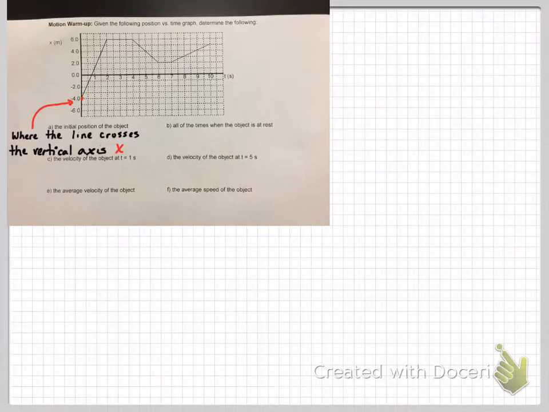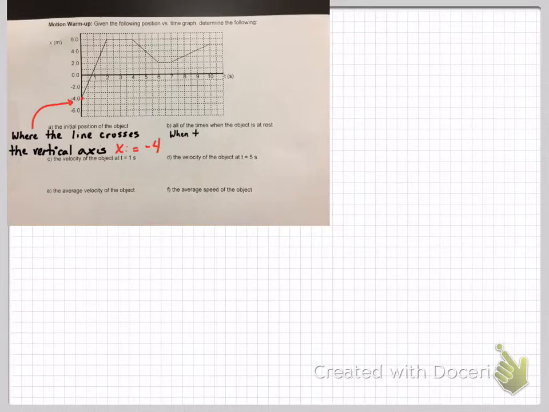The first question asks, what is the initial position of the object? Well, the initial position is where the line crosses the vertical axis. So in this case, we can draw a line, put a dot right there, and recognize that where the line crosses the vertical axis is at -4. So x equals -4. The biggest deal there is knowing that is the initial position of the object. That is where the object originally started on our number line.